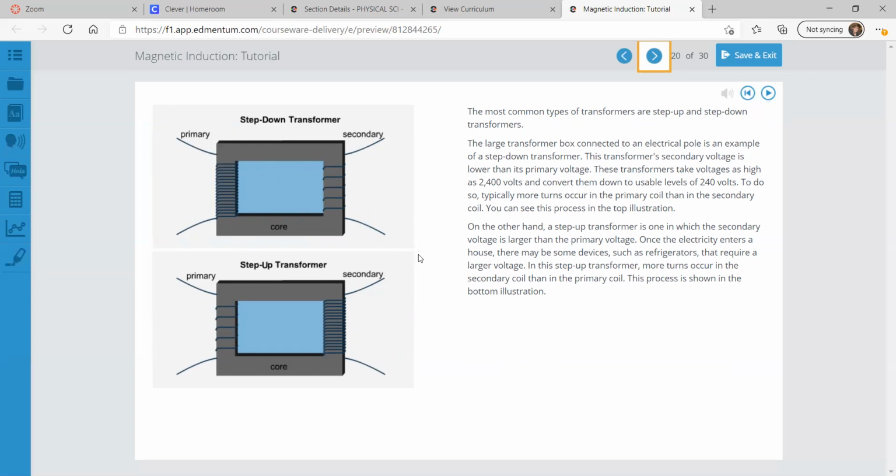On the other hand, a step-up transformer is the opposite. The primary voltage is lower than the secondary voltage. Once the electricity enters a house, there may be some devices, such as refrigerators, that require a larger voltage. In this step-up transformer, more turns occur in the secondary coil than in the primary coil. This process is shown in this illustration.